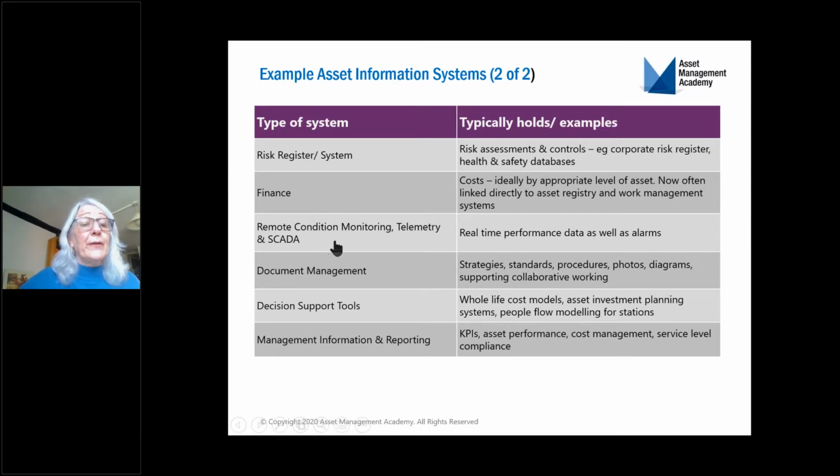So we also have operational systems, remote condition monitoring, which is increasingly starting to be used on transmission, telemetry and SCADA. These are operational systems that know about what our assets are doing at a distance. Very, very useful. They're essentially real time. They're catching what's happening in real time. And we can get data out of them, not just the fact that something's in alarm.